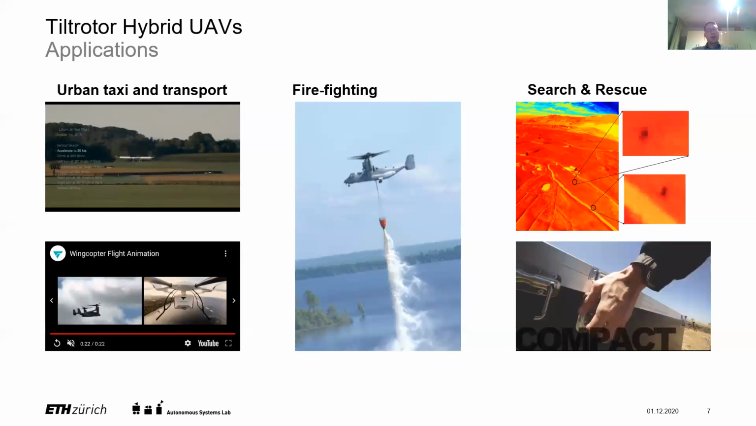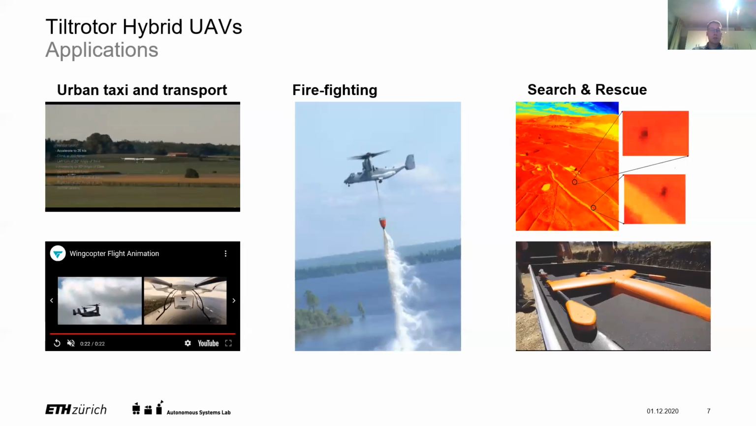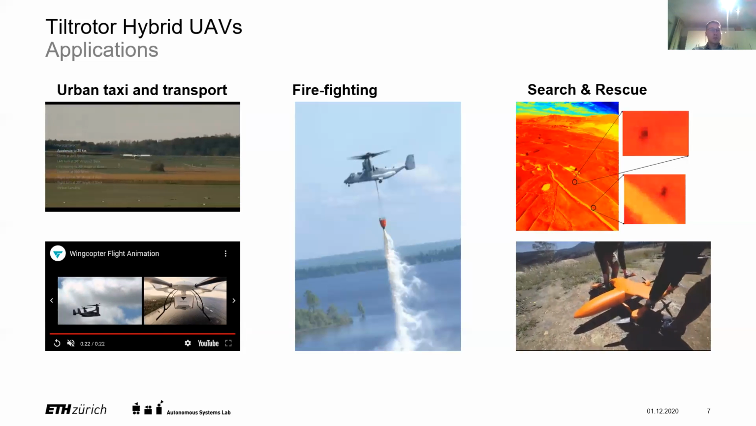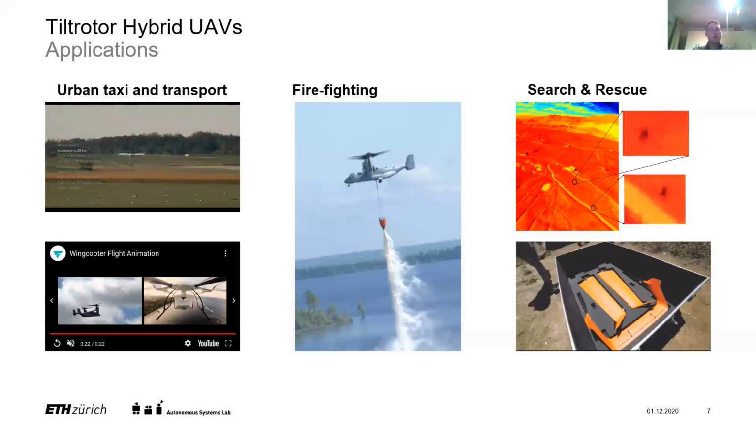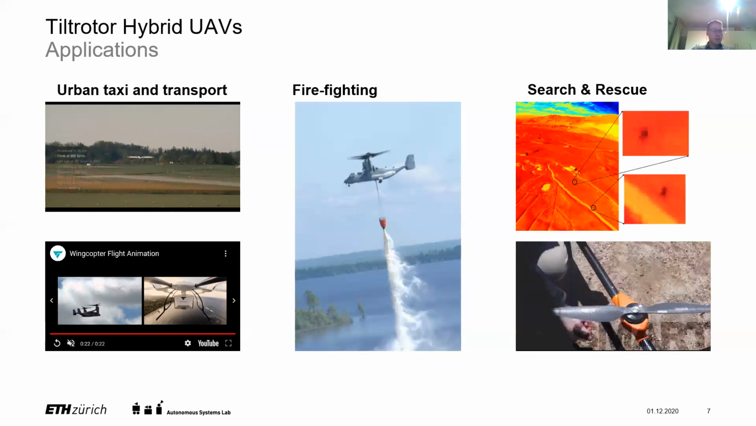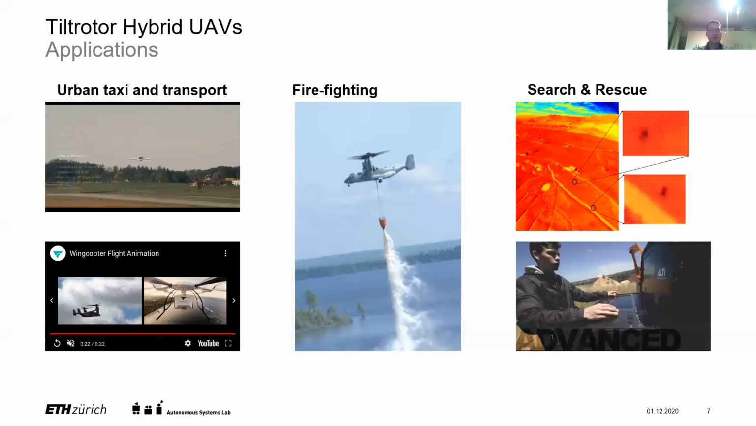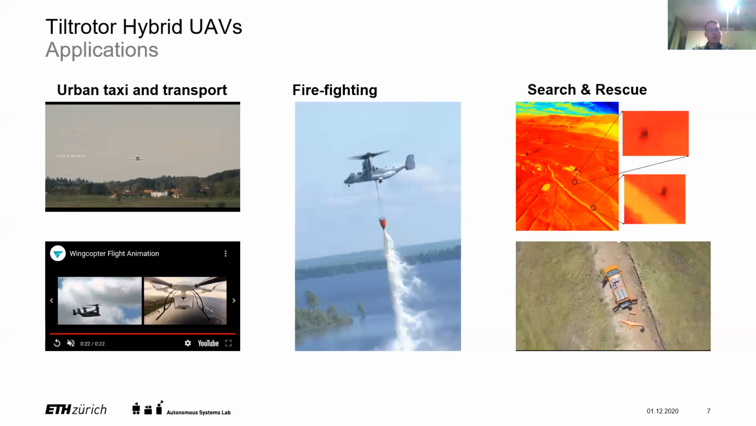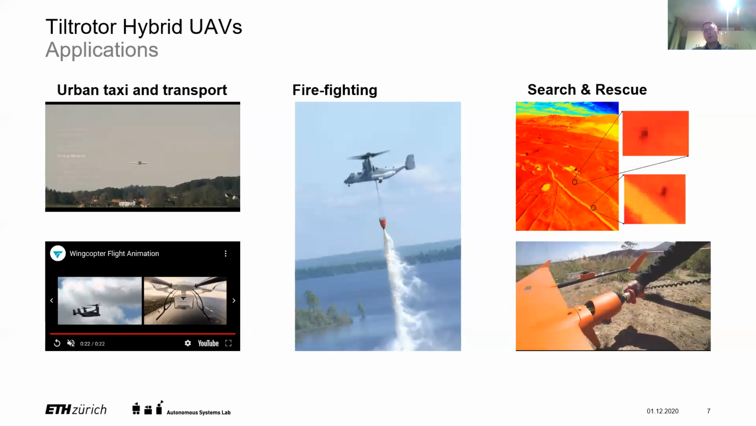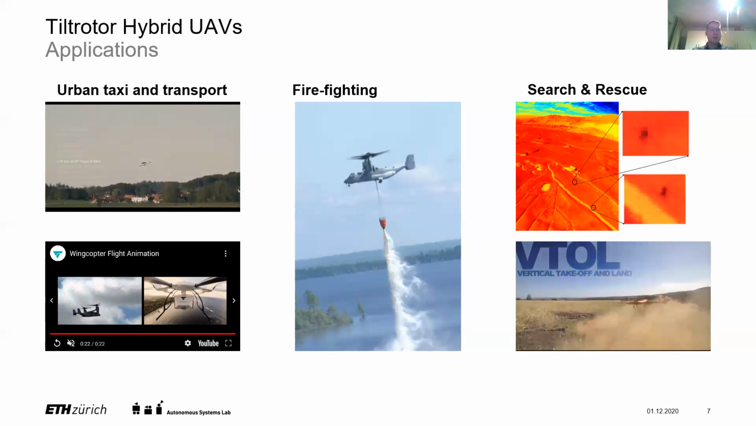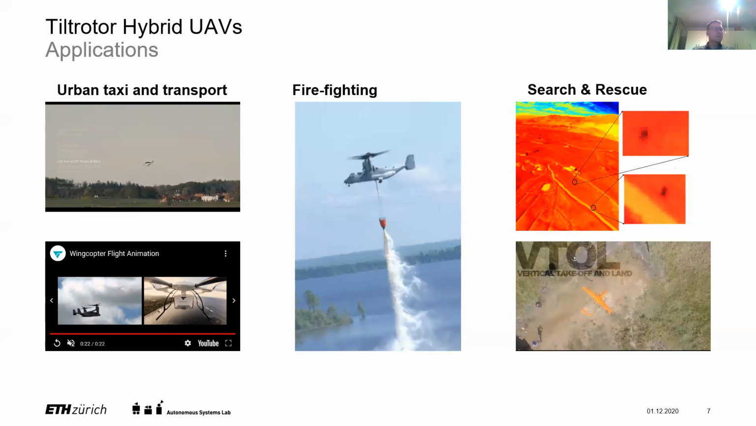Another example here in the middle is firefighting. So this is particularly interesting since there's currently a focus project going on where the students are also trying to develop a hybrid UAV for firefighting applications. And then finally, on the right, of course, also in search and rescue, we can make use of hybrid UAVs. Here, the efficient flight allows us to cover very large areas, while the hovering capabilities are useful when precise investigation and accuracy in a certain area is required. So as I said, just a few examples to give you some context.